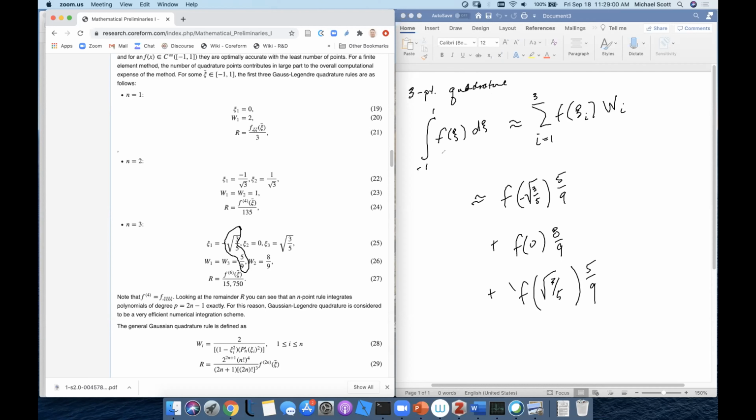Okay. And then in this case, what we do is the limits of integration that you're interested in are actually from 0 to c. So you just have to do a change of coordinates between -1 to 1 and 0 to c.